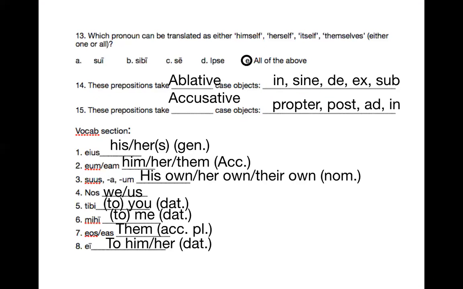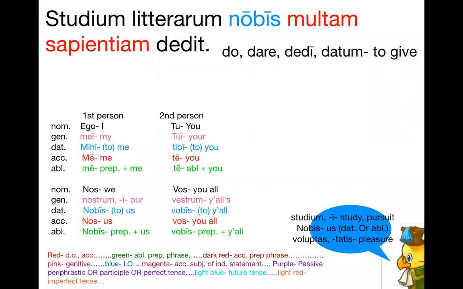Tibi and me here are both dative, so that's to you, second person, to me, first person. Eos and eos are plural, third person, accusative, personal pronouns. So we don't gender plural pronouns in English, so we would just use them, regardless of whether it's accusative, masculine or feminine. And then e is that weird dative. So it'd be like to him or her, depending on the gender of the person in question. And then we have these sentences.